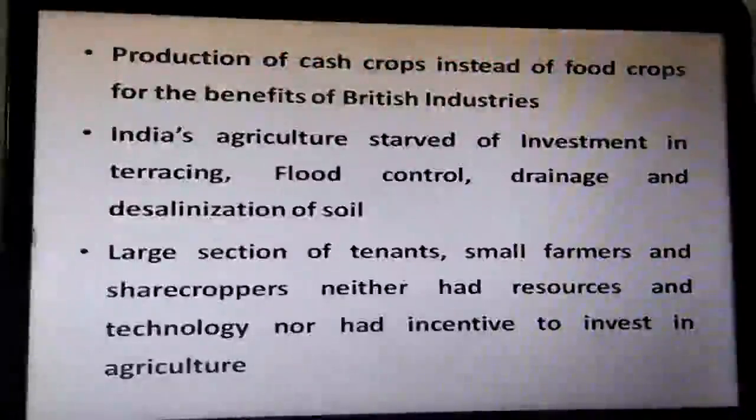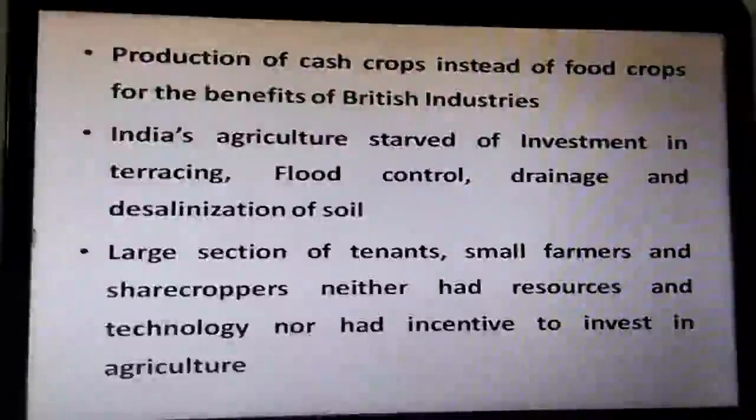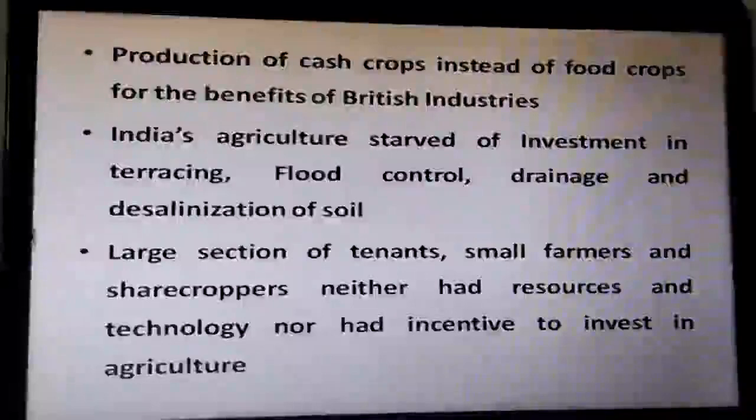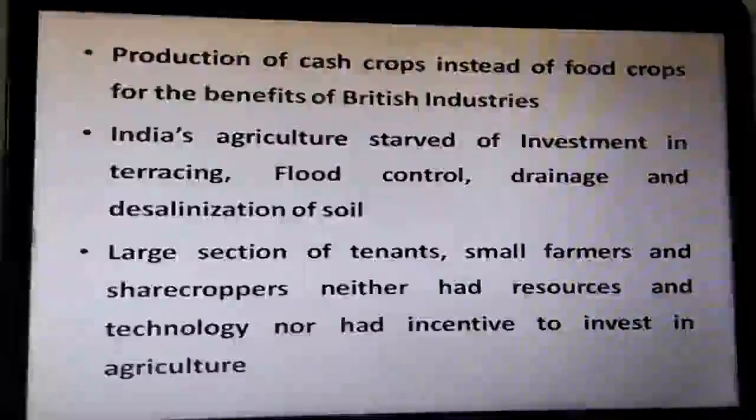Even after commercialization of agriculture, it did not help farmers or cultivators to improve their economic condition because of production of cash crops instead of food crops for the benefit of British industry. When we say cash crops, it means production of cotton and jute instead of food crops.